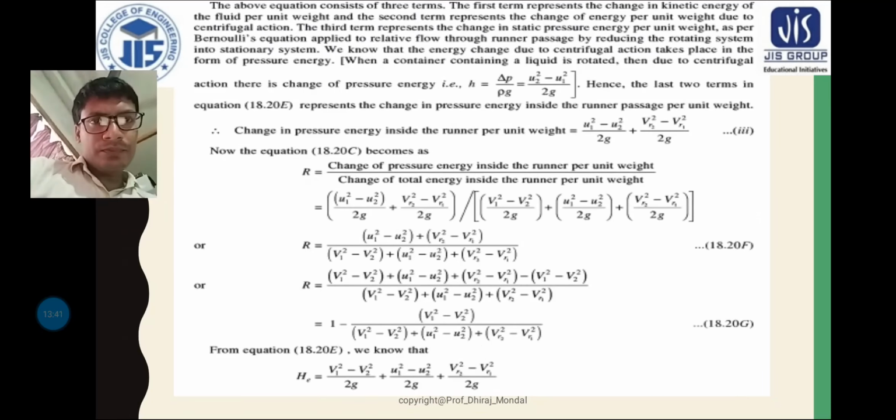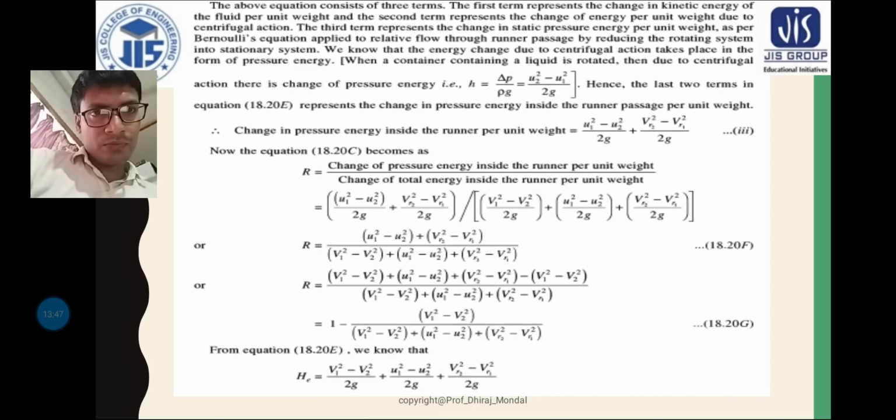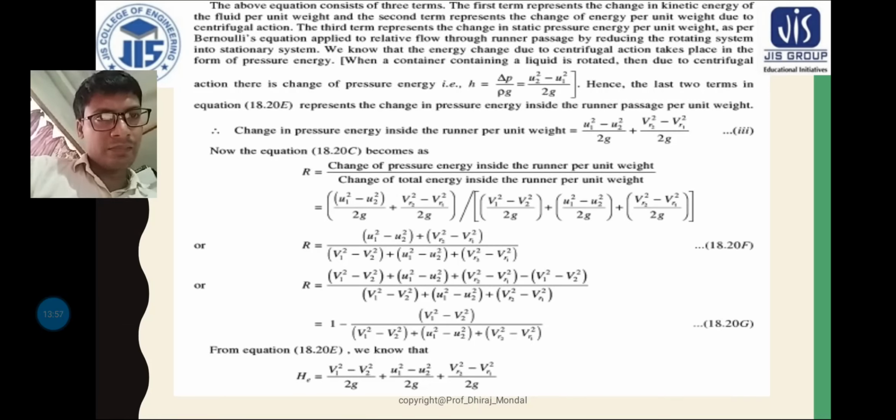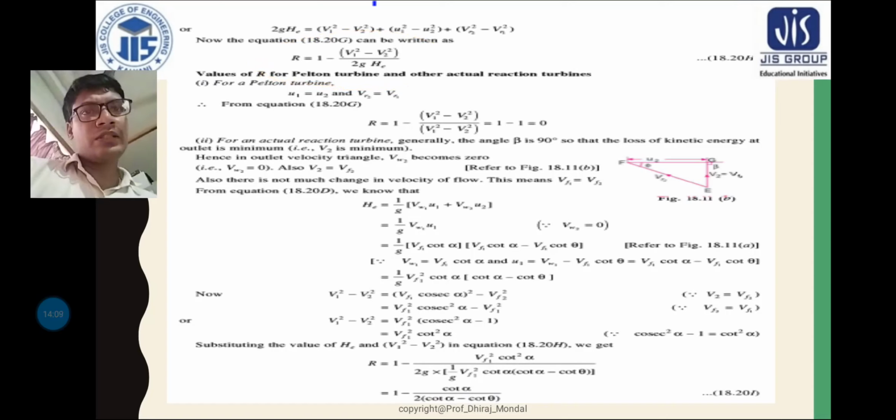Now another thing we have to consider here is the degree of reaction R, which is equal to the change of pressure energy inside the runner per unit weight by the change of total energy inside the runner per unit weight. So after putting this value and solving this equation, we will get R is equal to 1 minus (V1 square minus V2 square) by 2G HE.